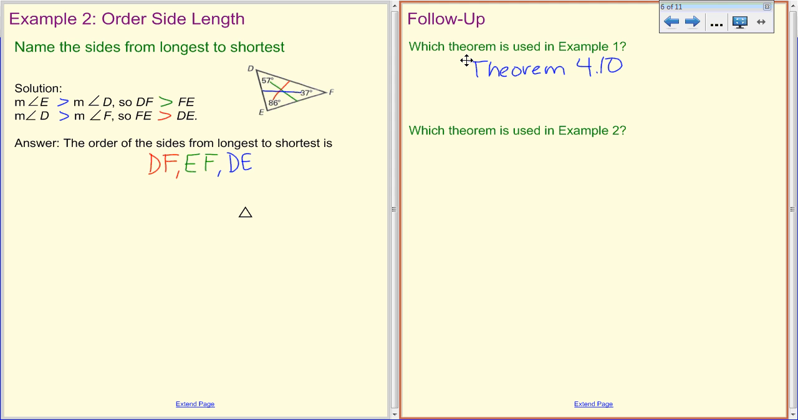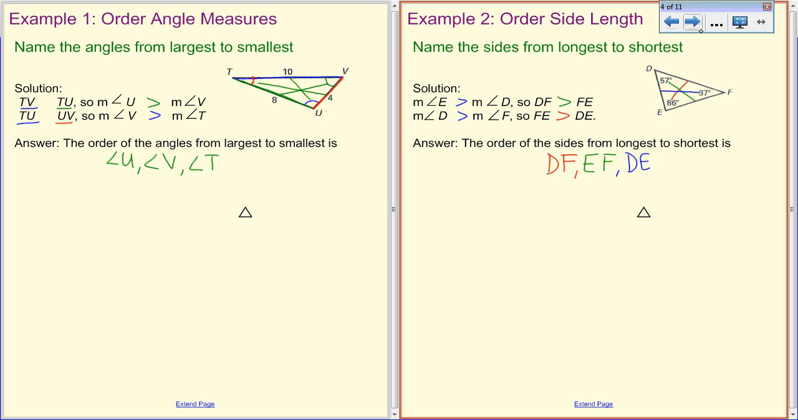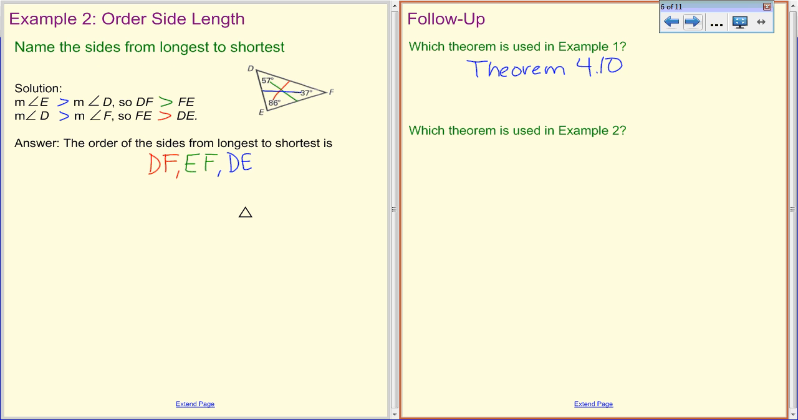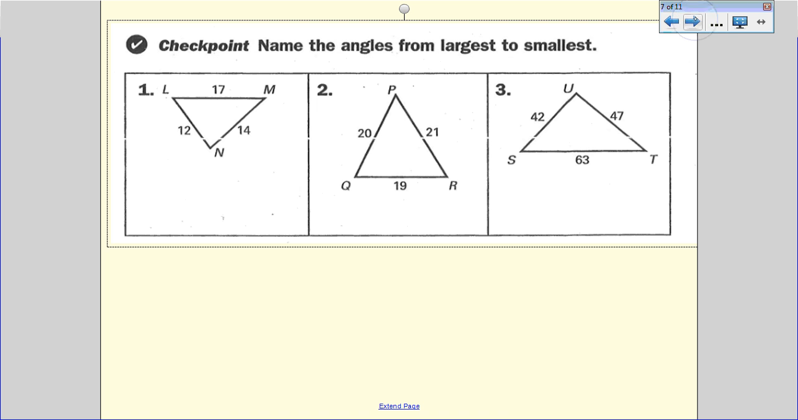Example 2 is using angles to sides. So angles going to sides, that's theorem 4.11. So our answer for this follow-up would be theorem 4.11. If they ask you what theorem in your homework you used, you're going to tell them either 4.10, sides to angles, or 4.11, angles to sides. All right? So let's take a look at what the checkpoint is.